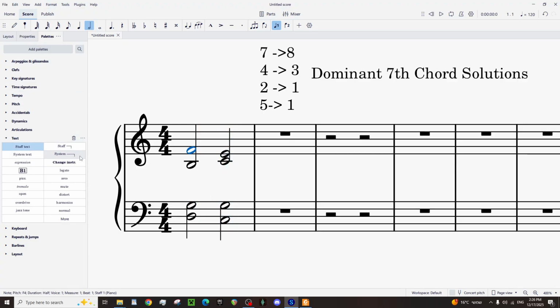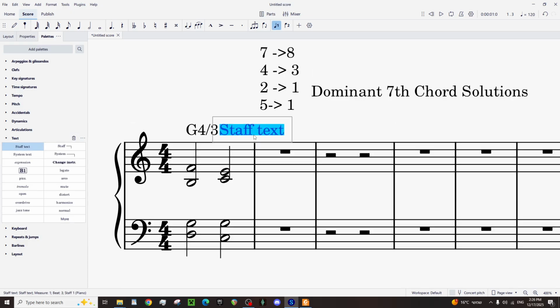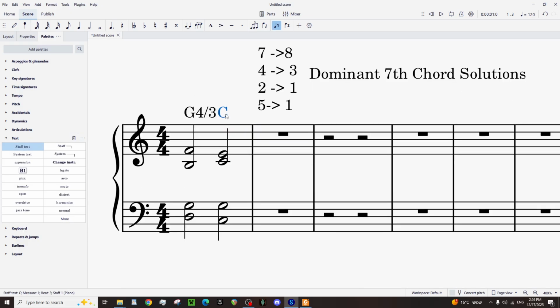Hold on. G 4/3, and this is a C. The notes aren't too far apart, which is good. You can use that.